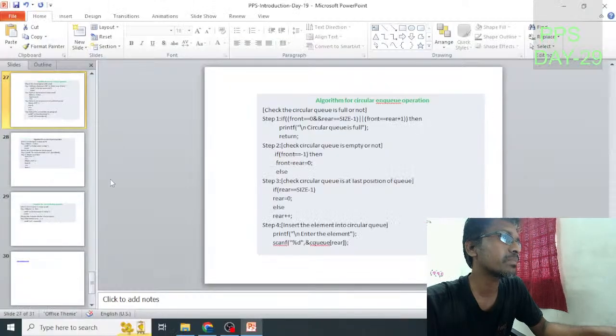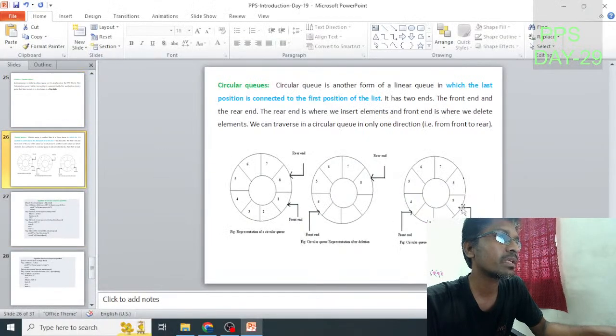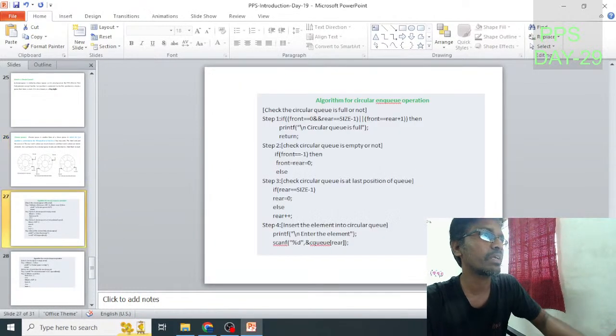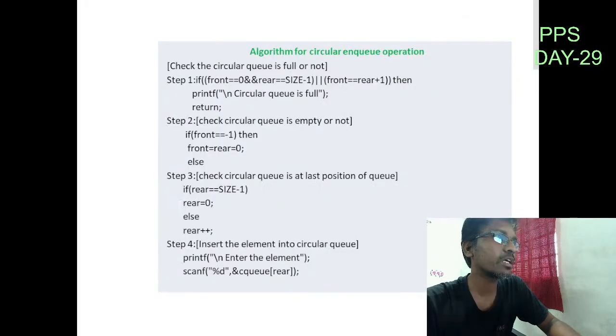So, for example, in this example, the front pointer is equal to rear plus one. That means the last end will be connected to the first position, or the first position will be connected to the last position. So that is called if front is equal to rear plus one.